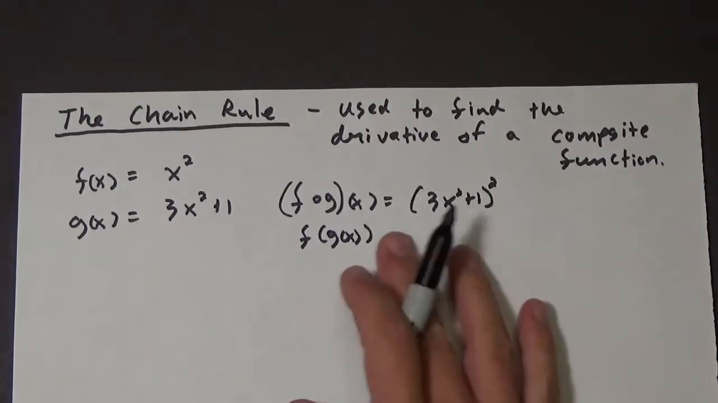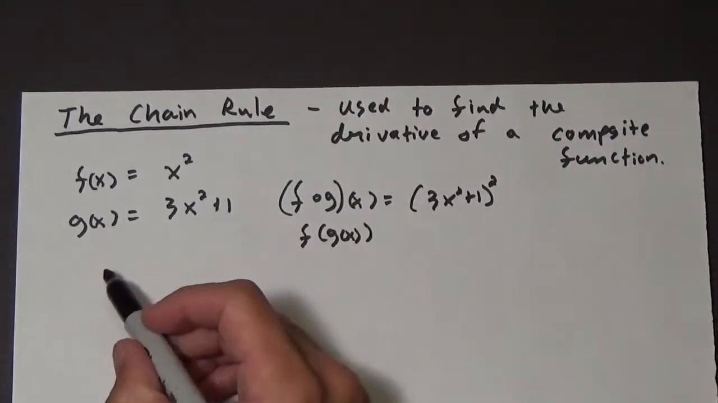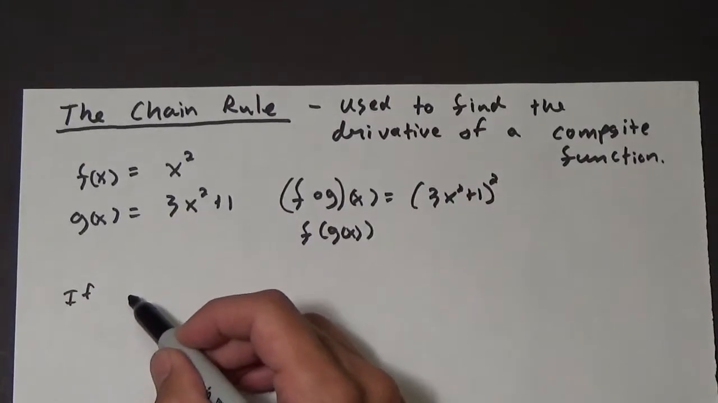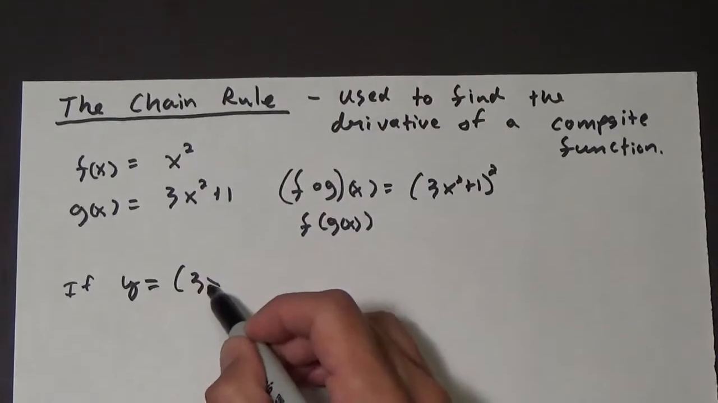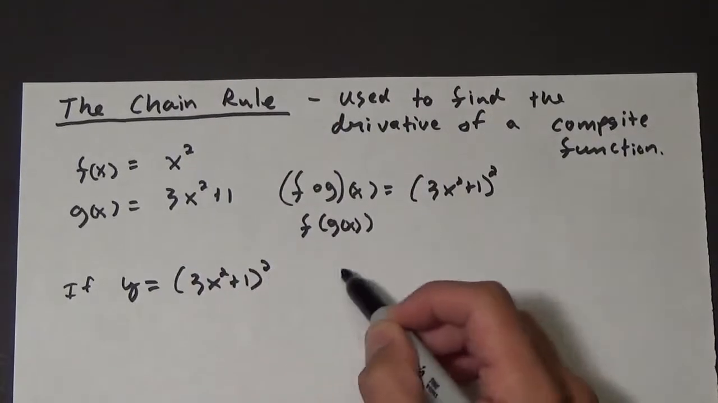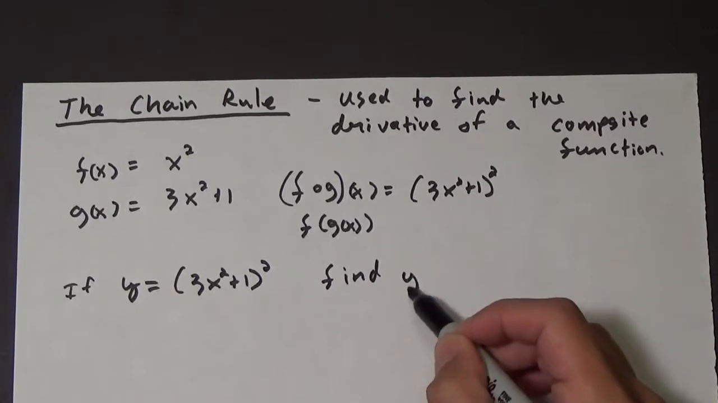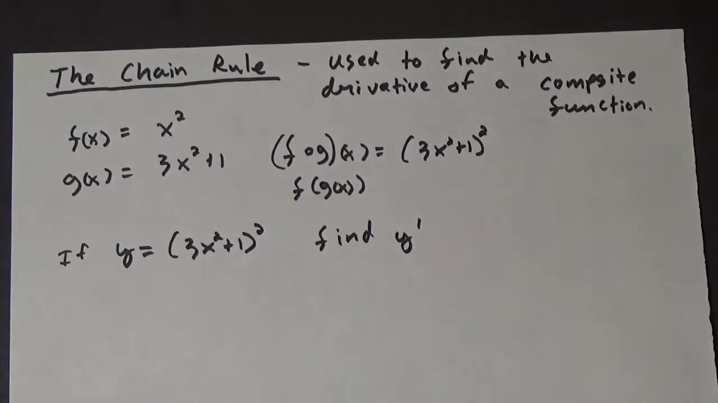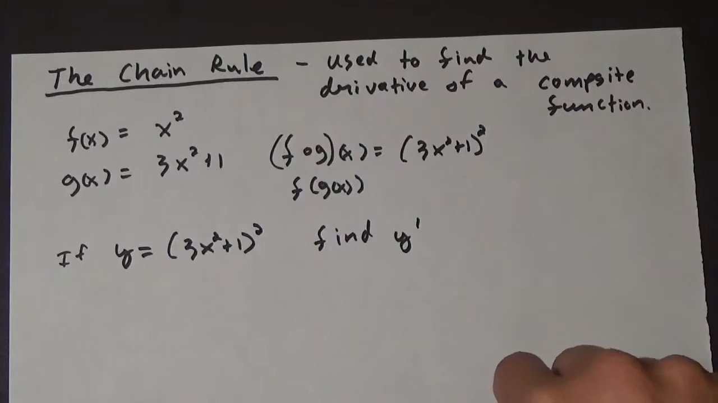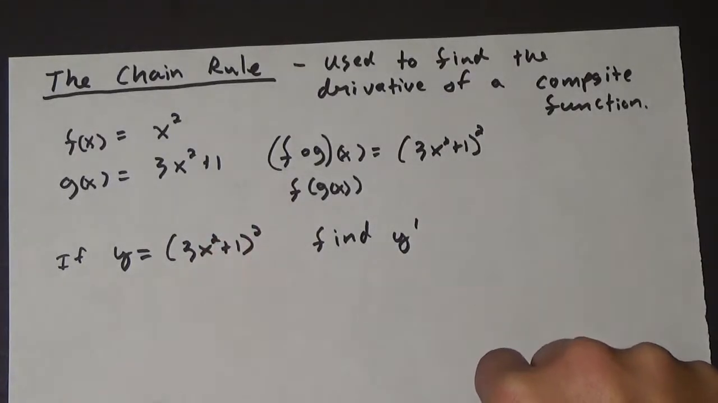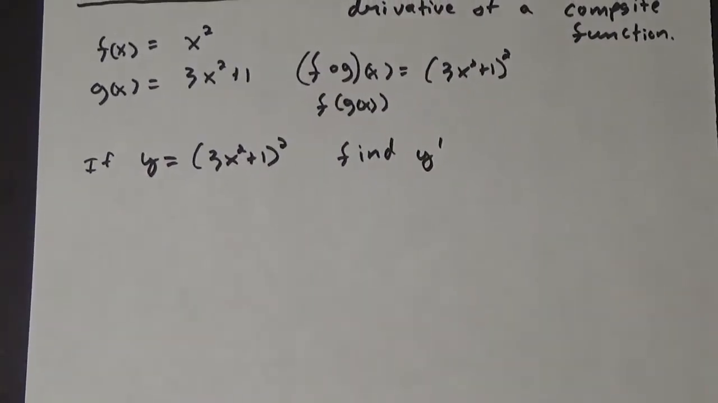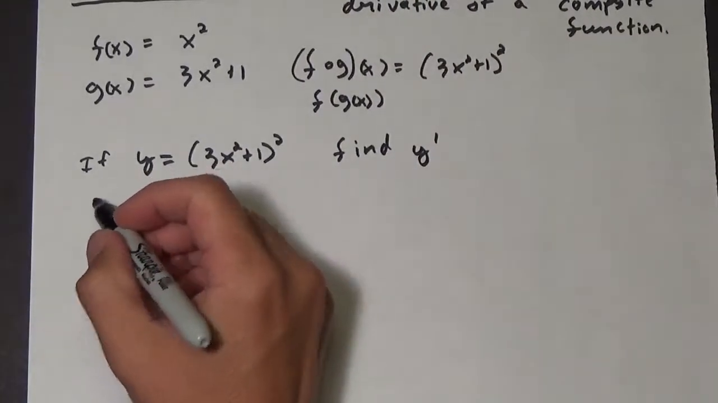So the question actually won't say, oh, here's a composite function. It'll say, if y equals (3x squared plus 1) squared, find y prime. So sometimes a difficult part of using the chain rule is first figuring out that you do have a composite function, that you have a function inside a function. Okay, so let's write out the chain rule. What does the chain rule state?